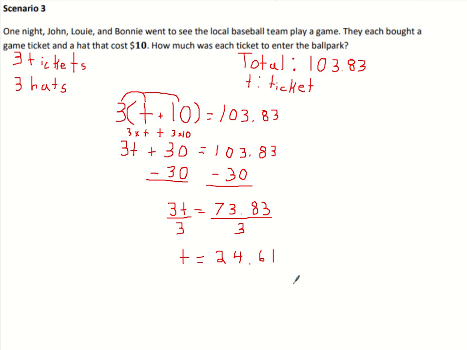$24.61. So that is our answer for scenario 3. A ticket costs $24.61.